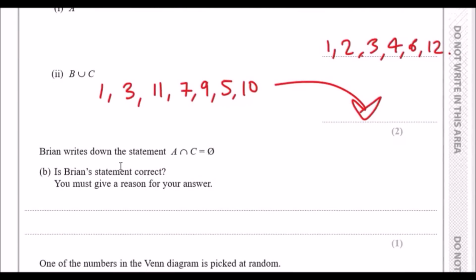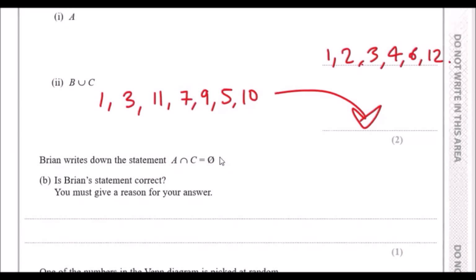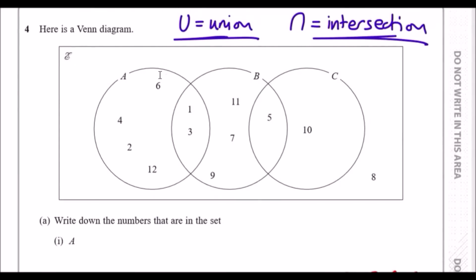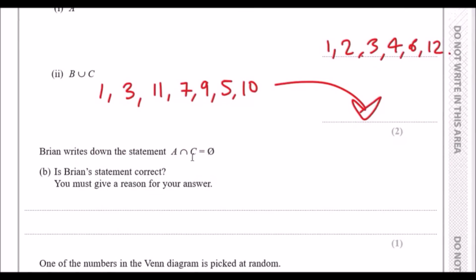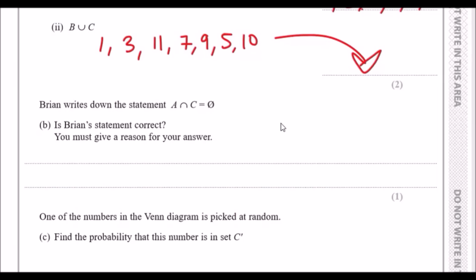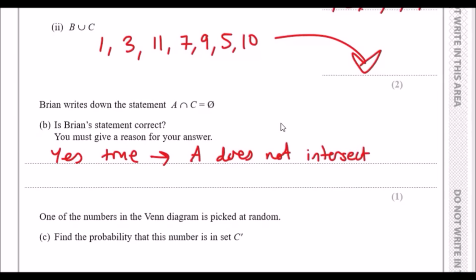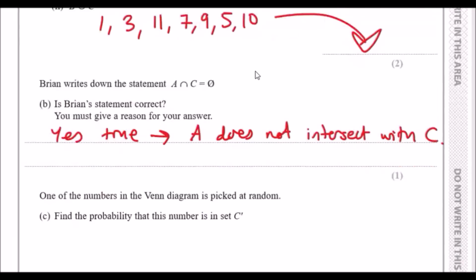Now, Brian writes down the statement that when A intersects with C, you get something known as the empty set. So what this means, if you look at the Venn for a second, you can firstly see that A does not intersect with C. And this is actually correct. This means that this is not intersecting. So we say yes, it's true, because A does not intersect with C. Very simple. Keep your answers very simple.